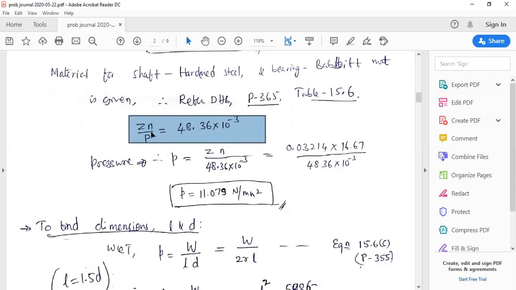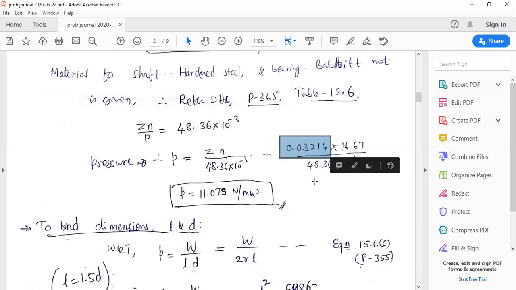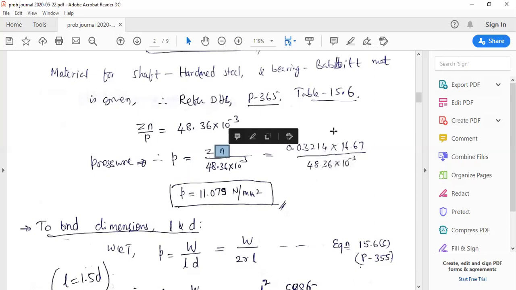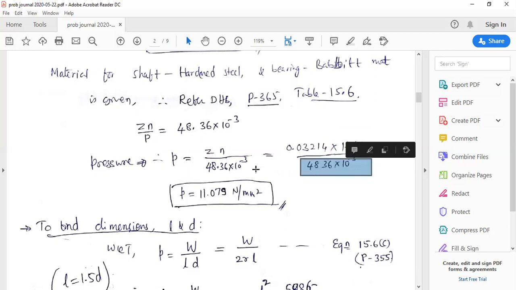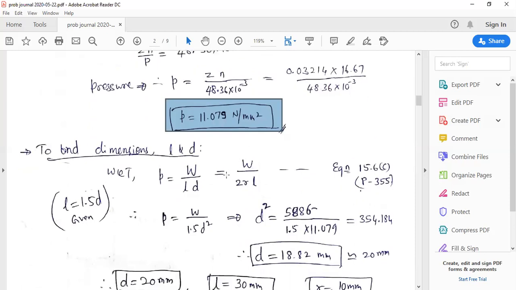By using this value, we have to get the value of pressure P. Pressure P is obtained as the product of Z into N divided by 48.36 into 10 raised to minus 3. Z is absolute viscosity 0.03214, and small n is the RPS value, that is 16.67 RPS, divided by the given value of Zn by P, that is 48.36 into 10 raised to minus 3. So the pressure value obtained here is 11.079 Newton per mm square.